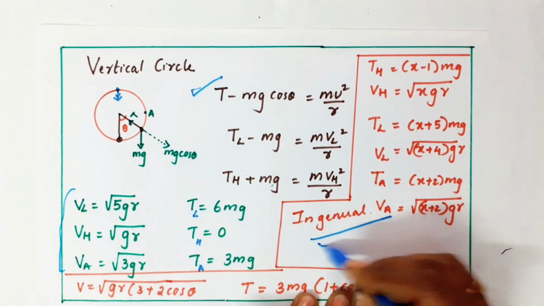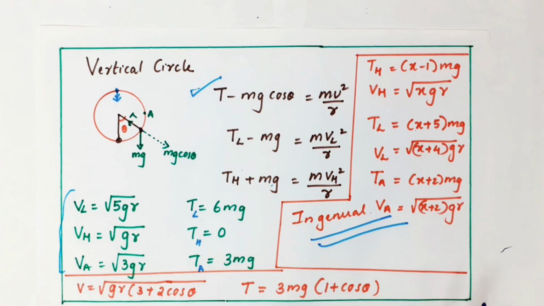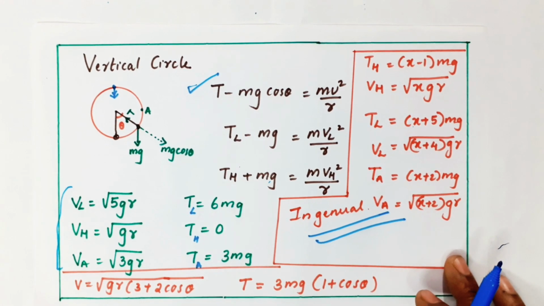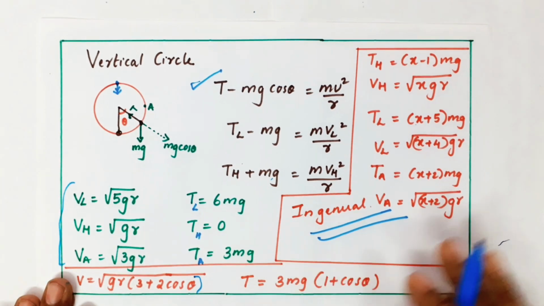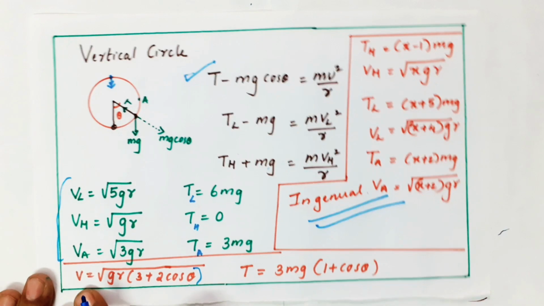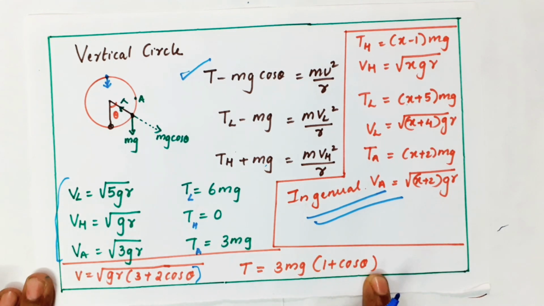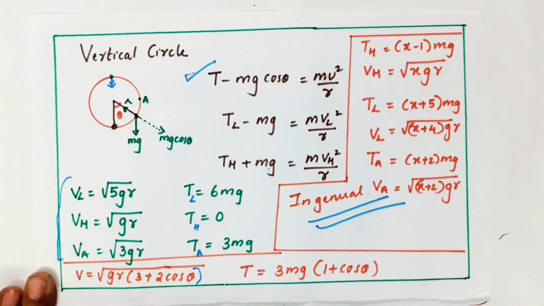This is the general formula. Sometimes they will give some velocity at some point, then you can find it by this method. For velocity or tension at any point, you can do it like this: v equals root over gr into 3 plus 2 cos theta, and tension is 3 mg into 1 plus cos theta. You just check it here. At the lowest point theta is 0, so it will be 5. Here theta 0, so it will be 1. It will be 6. In that form you can do it.